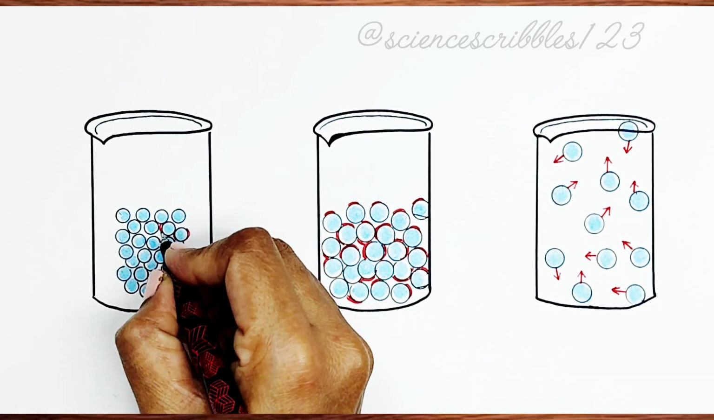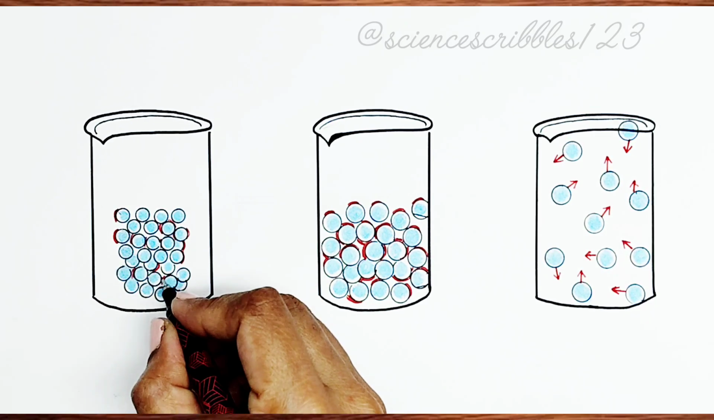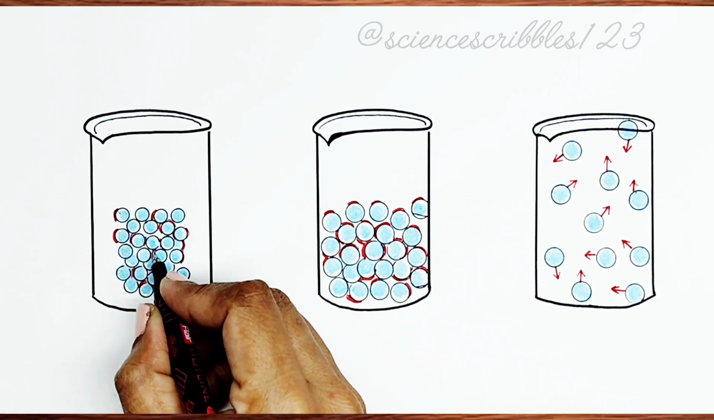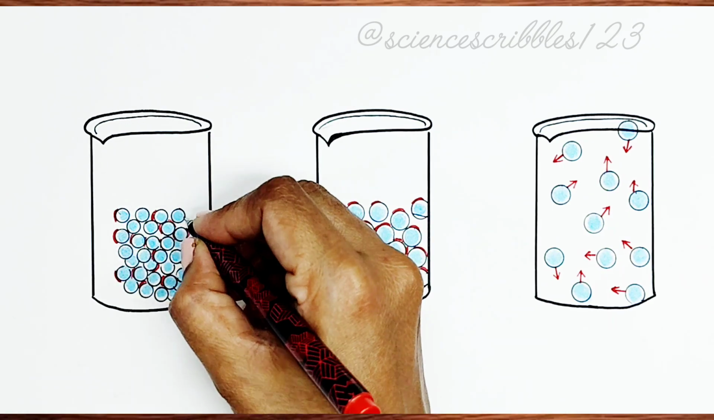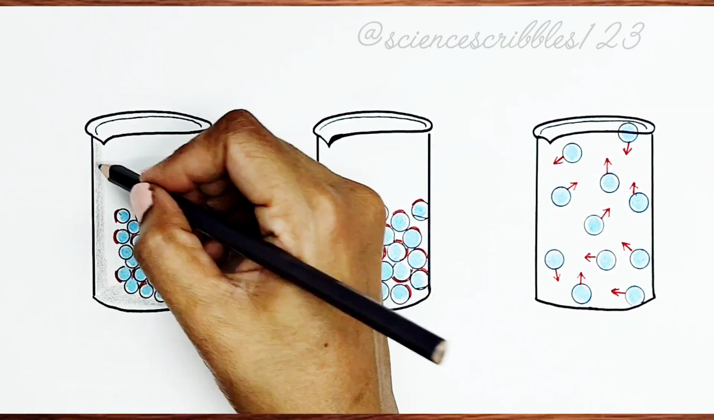In the first beaker, I am again using the red pen to show that there is very little space between the molecules, as they are tightly packed. This demonstrates the closely packed arrangement of solid molecules.